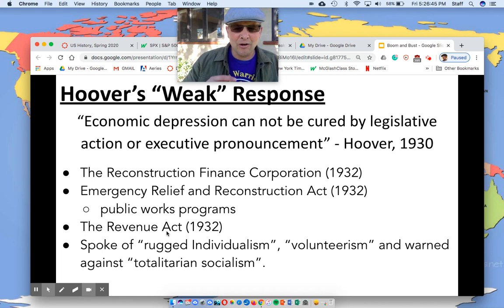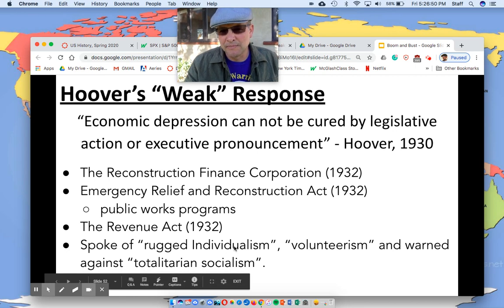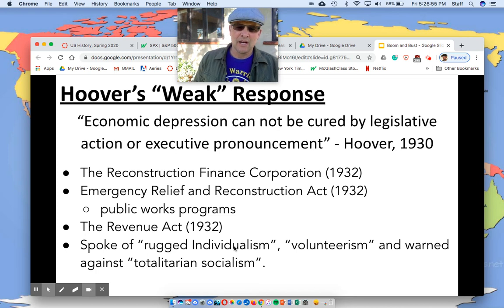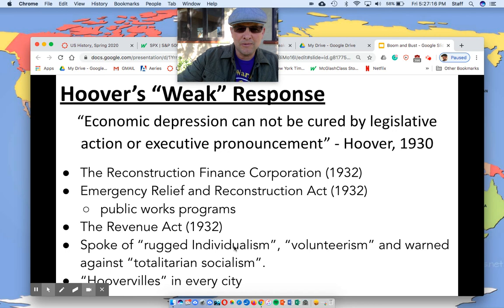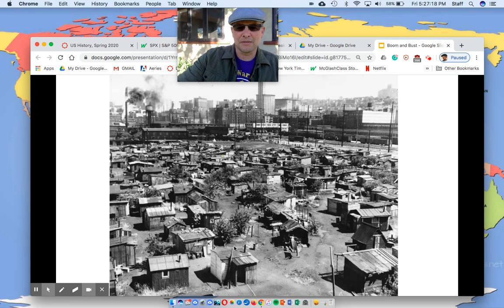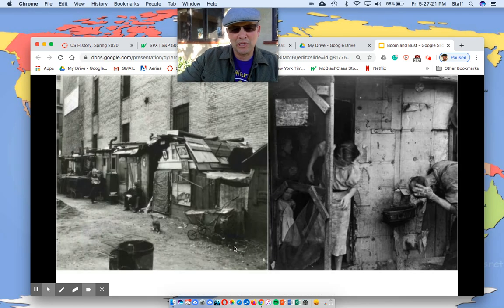All right. Hoover's biggest mistake is the way he spoke. He just talked about how we need some rugged individualism, that volunteerism will pull us out of this mess. We cannot have totalitarian socialism. All the rhetoric of the laissez-faire conservatism of the Republican presidents of the 1920s came back to haunt them. Americans were in no mood to hear it's not the government's job to fix their problems, when 25% of the people are actively looking for work, able-bodied and unemployed. They wanted to be put to work. So Hoovervilles in every city. All right, there's this, you can look around, all the pictures of the Great Depression.